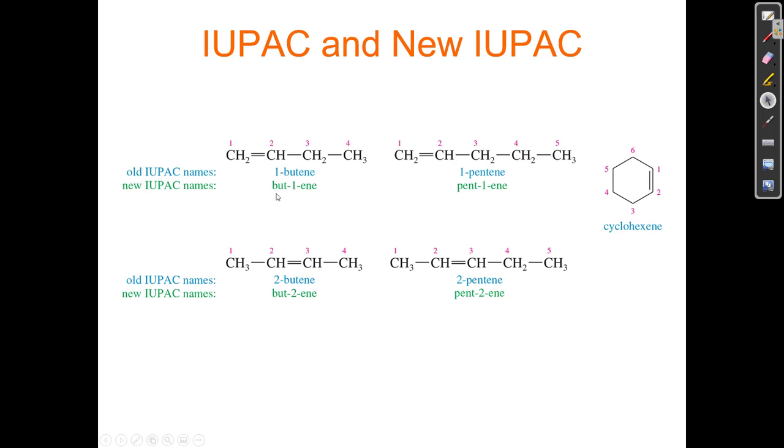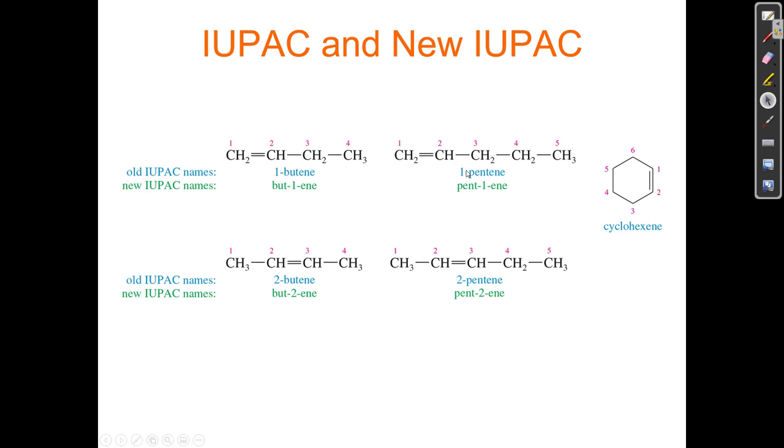The new names, the way that we do it now is we move that one inside. Because remember, the bute refers to the number of carbons. So bute, 1, 2, 3, 4. And the ene refers to the double bond. So here's a double bond. So the idea is, let's put the 1 in front of what it's referring to. The 1 refers to the placement of the double bond. So let's move the 1 right in front of the suffix that refers to the double bond. So instead of 1-butene, now the name of this compound is but-1-ene. So the 1 has been moved to more obviously specify that it belongs to this double bond placement.